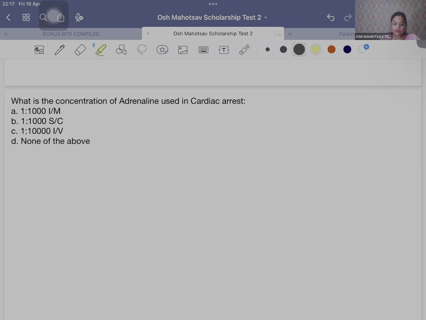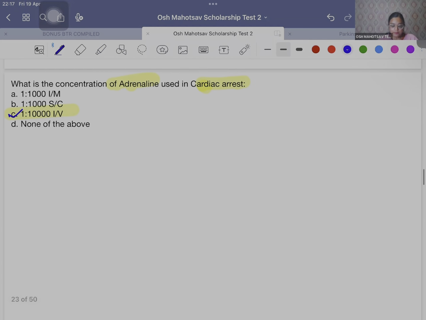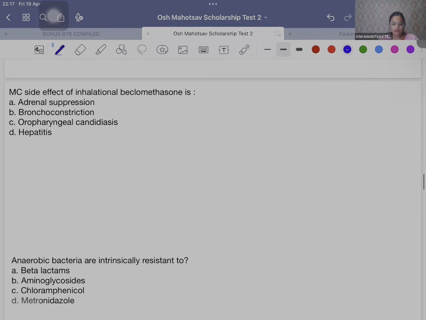What is the concentration of adrenaline in cardiac arrest? The answer is 1 in 10,000 IV. Okay. Next is the most common side effect of inhalational beclomethasone. The answer is oropharyngeal candidiasis because it will sit there and lead to the growth of more candida. So that's why for patients who are taking inhalational beclomethasone, we are asking them to do warm water gargling after using these sprays. Okay.